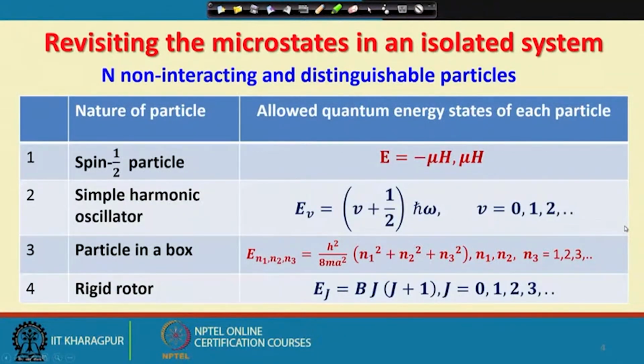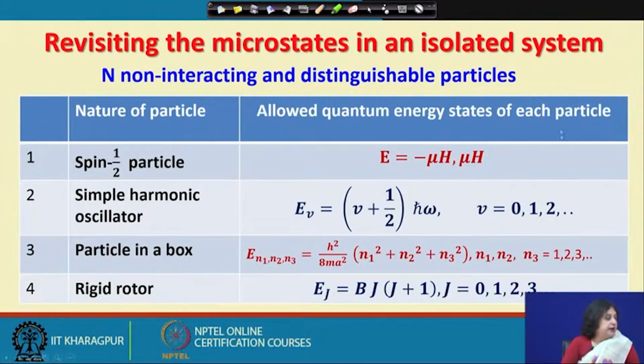So, let us revisit the microstates in an isolated system, and the system is comprised of capital N non-interacting and distinguishable particles. We can as well have indistinguishable particles, as we have seen in the last lecture. And if I have a single particle like a spin half particle or a simple harmonic oscillator or a particle in a box or a rigid rotor, I know that I can define the microscopic states in each of these cases by knowing the solution of the Schrodinger equation.